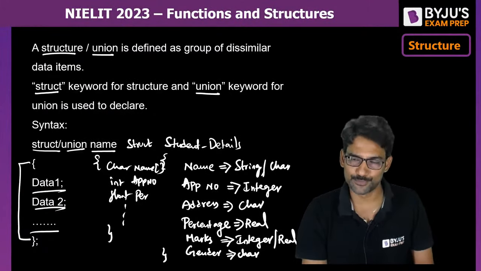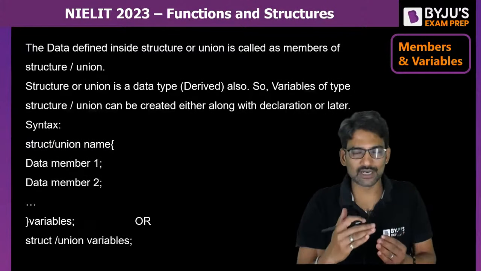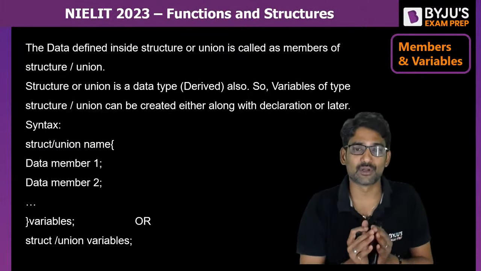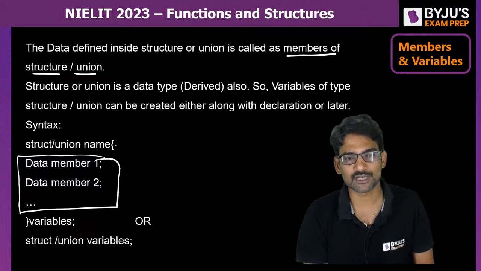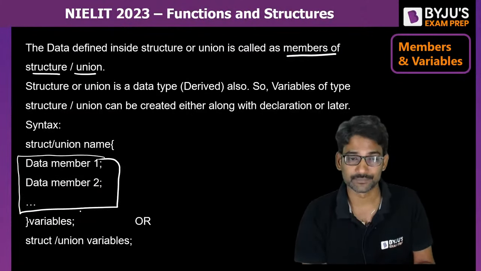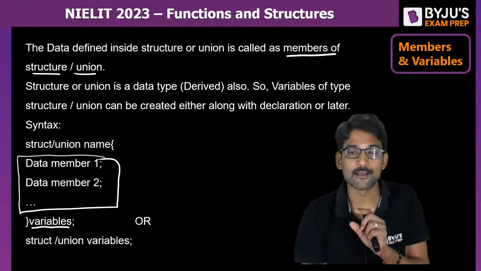Fine. Now, the data you are writing and keeping inside the structure block or union block, that data we call a member of the structure or member of the union. So what you write inside this structure block or union block, we call it a member. And what you write outside the block, we call a variable.